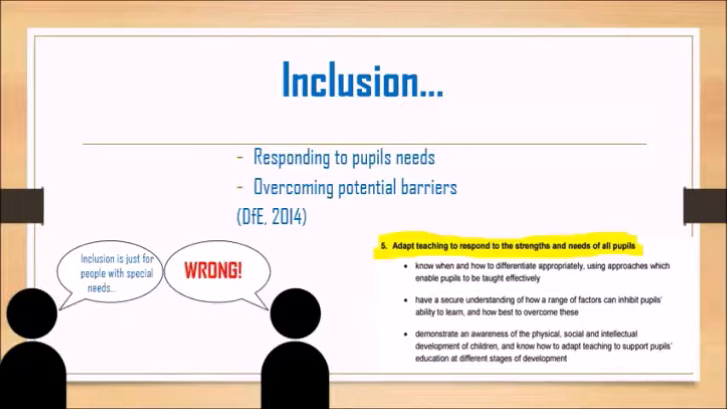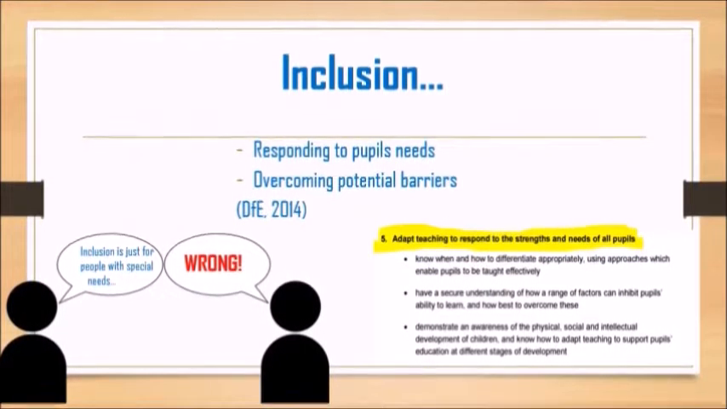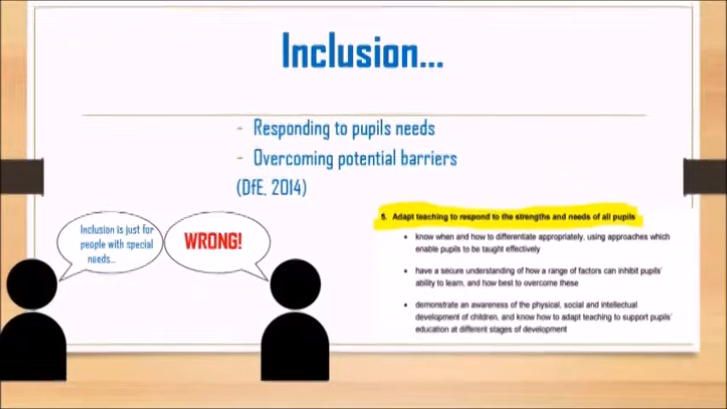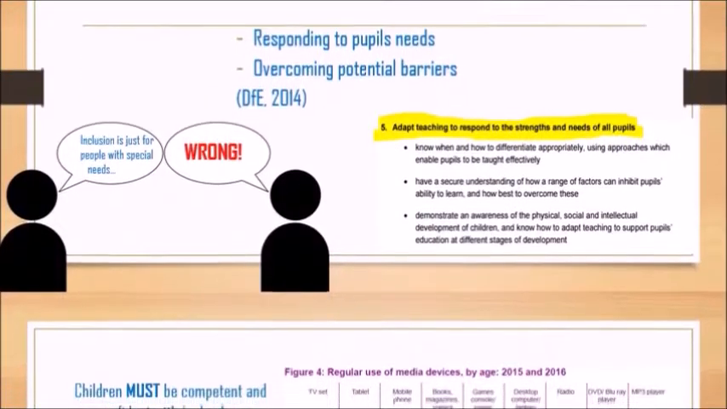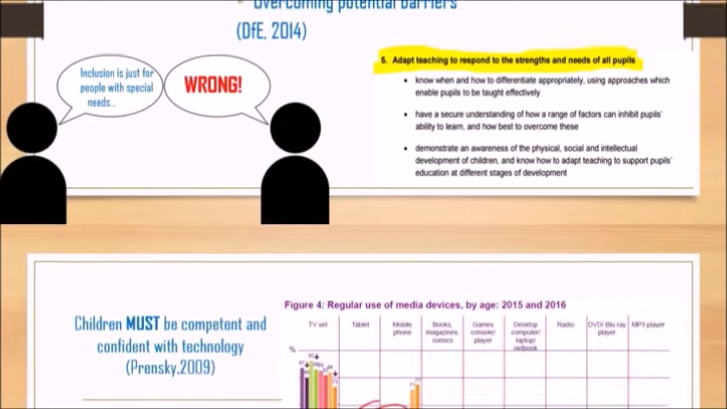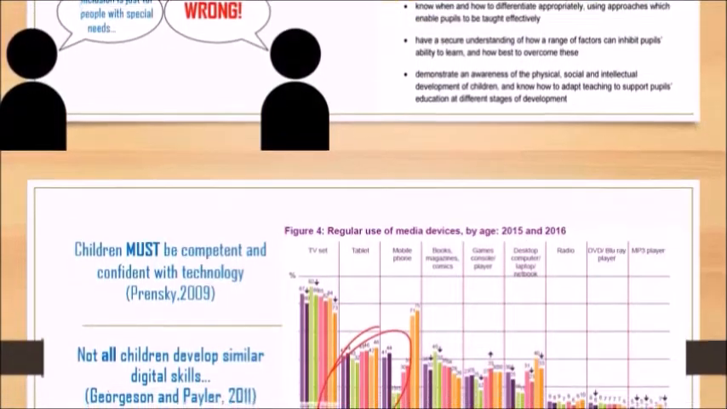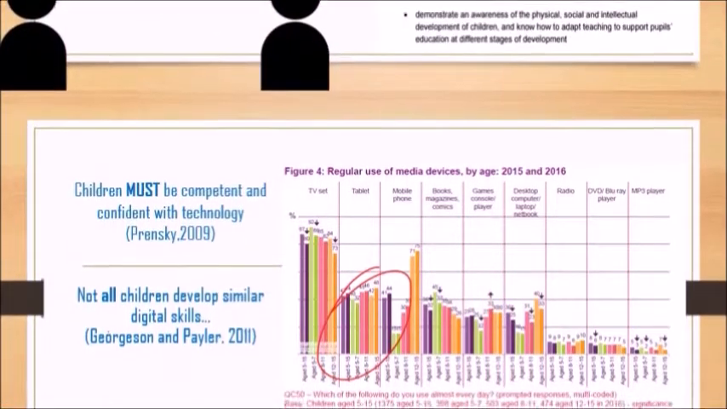In schools, teachers are required to adapt teaching to respond to the strengths and needs of all pupils, as per Teaching Standard Number 5. This can be achieved through what Corbett described as provision for individual differences, whereby teaching is an evolving, responsive process. When considering digital technologies, it is essential that we account for how rapidly technological advances are happening and thus affecting individuals' experiences of them.